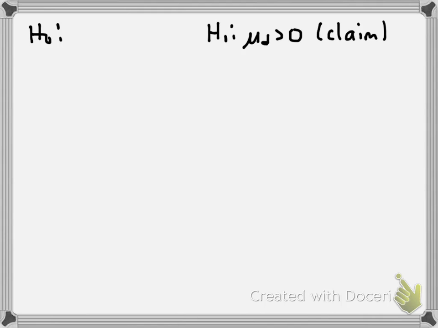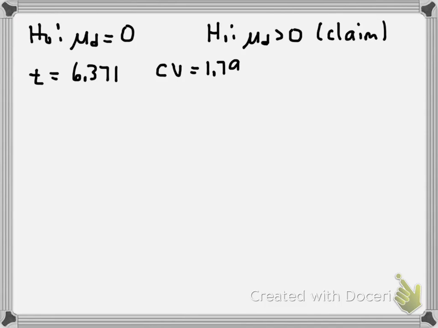For the null hypothesis, there's always an equal sign, so the mean difference is equal to 0. From the Excel sheet, we can see that the test statistic is equal to 6.371 when we have a one-tailed test and when we round to 3 decimal places. In this case, they also are giving us the critical value. They're saying that the critical value for a one-tailed test is 1.796.